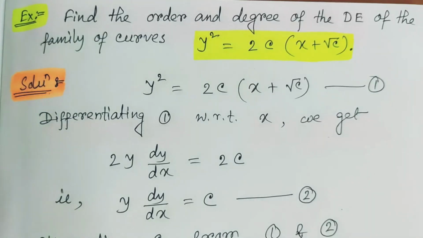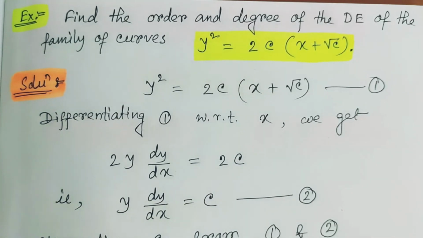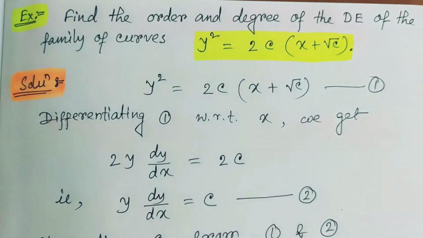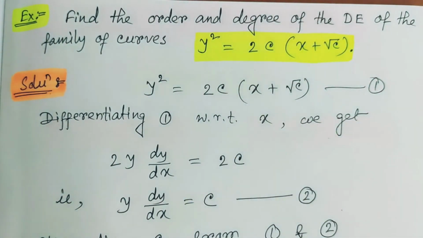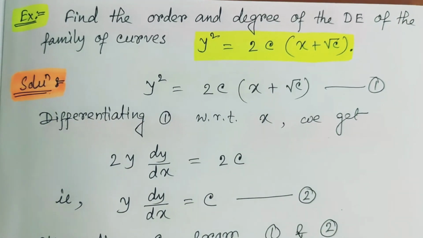Let us do one more example. Find the order and degree of the differential equation of the family of curves. This one is the given curve. For that, at first we should find the differential equation. After getting the differential equation, we should say what the order and degree of that differential equation are. So at first we should find the differential equation.